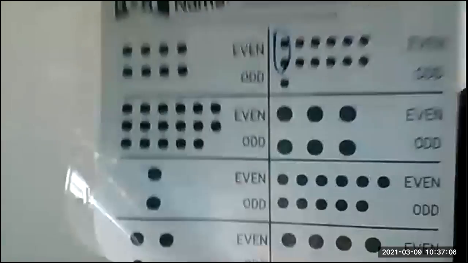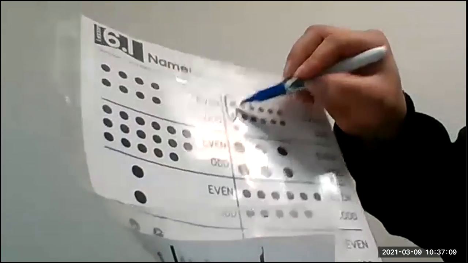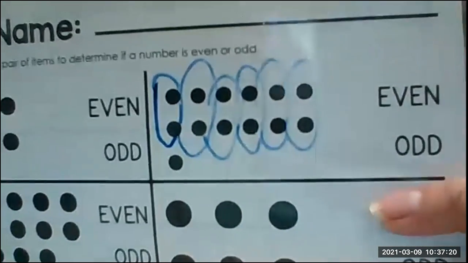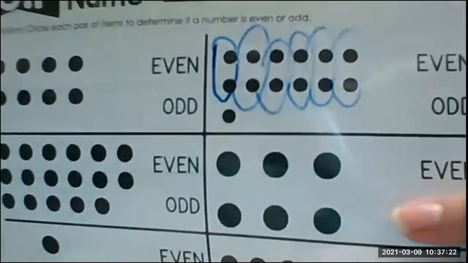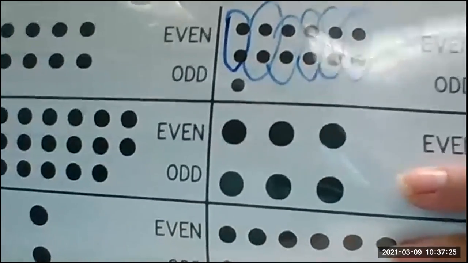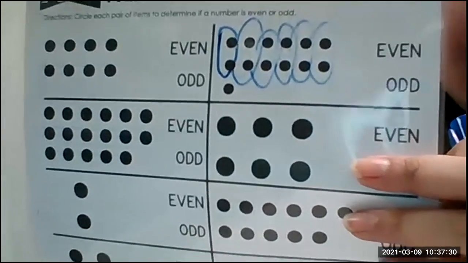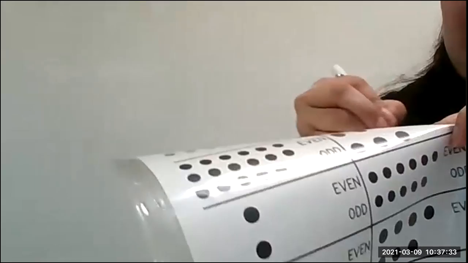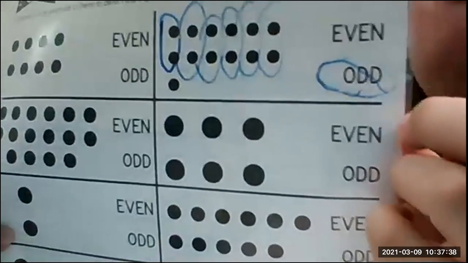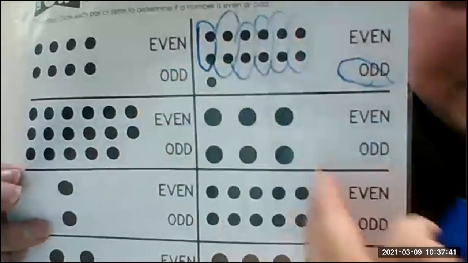So I'm circling my groups of 2. So I have one group of 2 here. Sorry, friends. There we go. Do I have any friends that need a partner still? Give me a thumbs up if I still need. Yes. So we have 1 left over, which means that our number is odd. So we would be circling the odd. And make sure that you're circling your pairs as well.